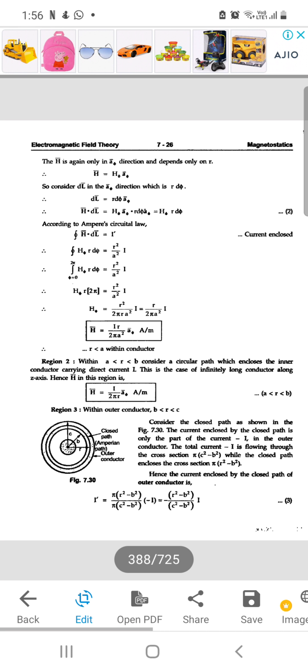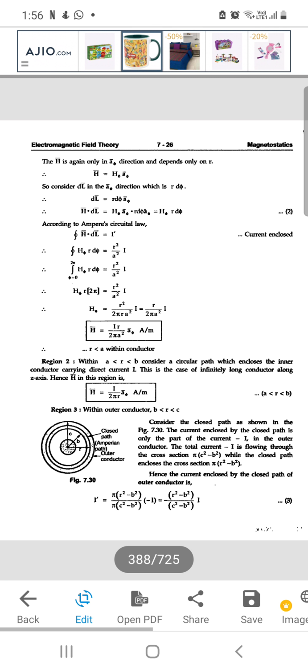Now we move on to region 3, where your Amperian path is within the outer conductor. You know the inner radius of the outer conductor is b and the outer radius of the outer conductor is c. The Amperian path that you are considering has a radius r and is assumed to lie between b and c in our case 3. So in case 3, consider the closed path as shown in the figure, figure 7.3, as you can see.